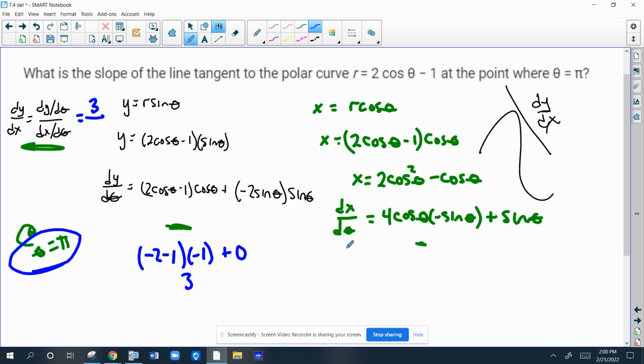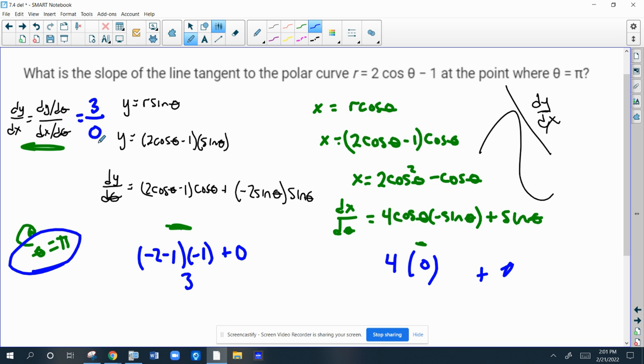Now we have to figure out dx/d theta at pi. So we have 4 times the cosine of pi times the sine of pi. We already said the sine of pi is 0, so good, that's 0. Plus, again, the sine of pi is 0, so that's 0. Good. So dx/d theta is 0.